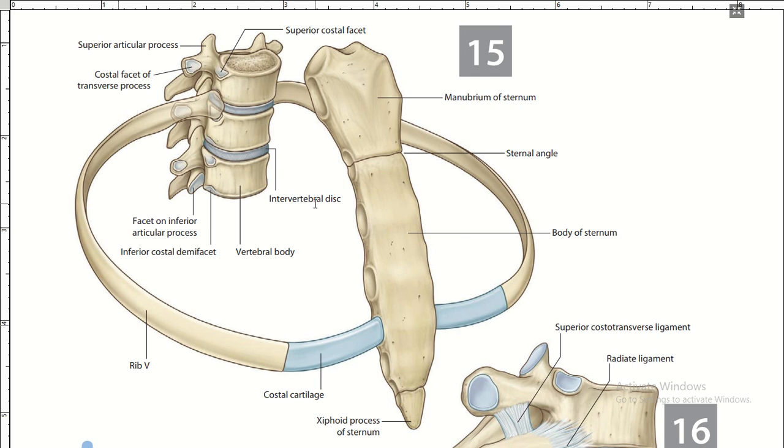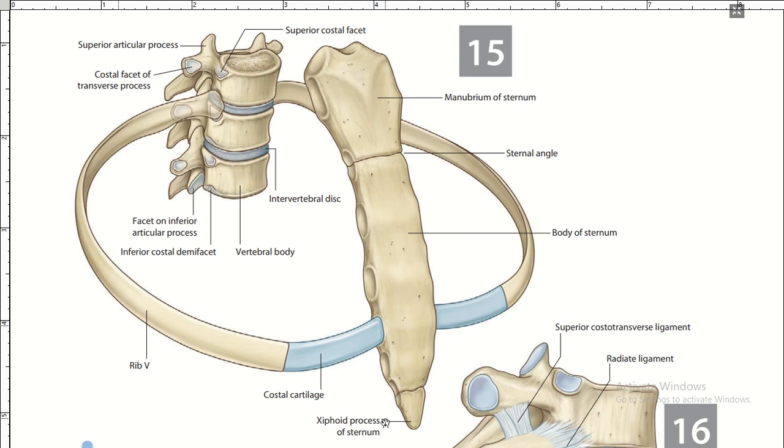The following are your synovial joints. The costosternal joints of the costal cartilages of rib number 2 to rib number 7, they are all synovial joints. And then the joint between the rib and the transverse process is a synovial joint, and the joint between the rib and the bodies of the vertebrae, it's also a synovial joint.